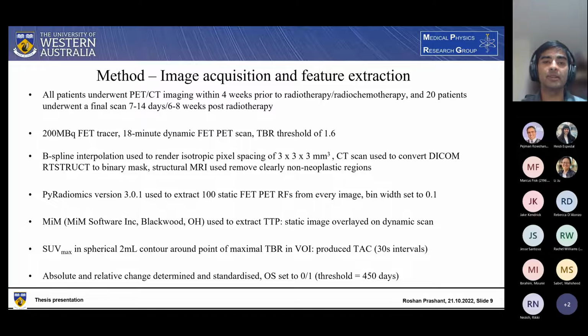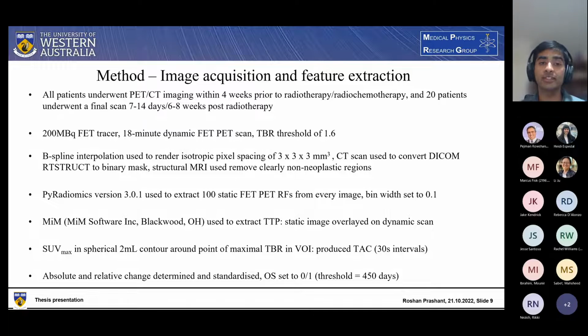All 24 patients underwent PET and CT imaging approximately 4 weeks prior to radiotherapy or radiochemotherapy, and 20 of these patients also underwent a final scan post-radiotherapy, either 1 to 2 weeks or 6 to 8 weeks after, depending on the particular patient. During the PET scan, approximately 200 megabecquerels, within 10%, of FET tracer was injected, and the dynamic FET PET scan was conducted over a period of 18 minutes, with the TBR threshold to define tumor regions set at 1.6.